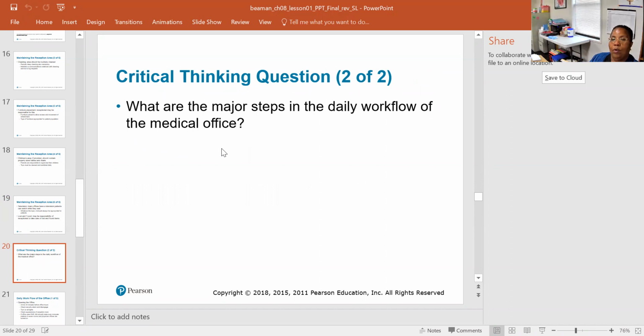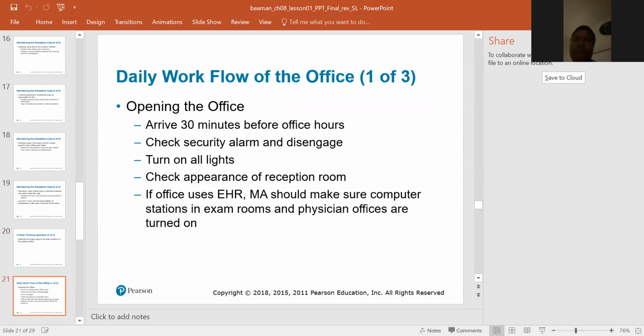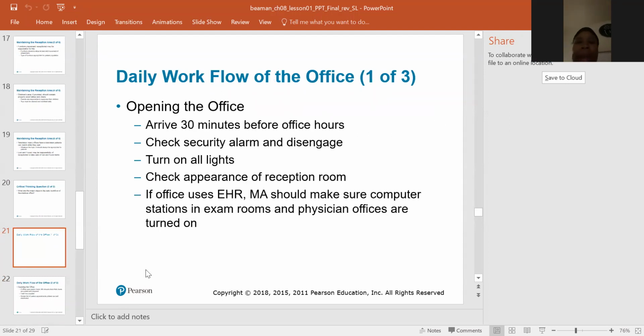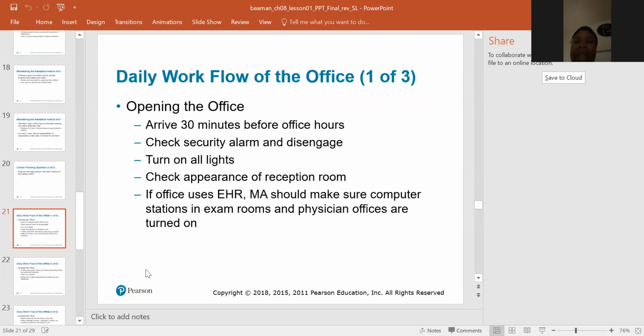Okay, this is a critical thinking question. What are the major steps in a daily workflow of a medical office? What are the daily steps? What are your daily steps in a workflow of the medical office? The work is to get the patients in, schedule them, get them out in a timely manner, not have them waiting, and make sure things stay clean and sanitized and things like that.